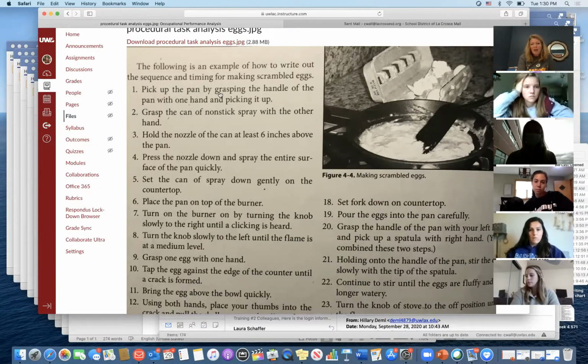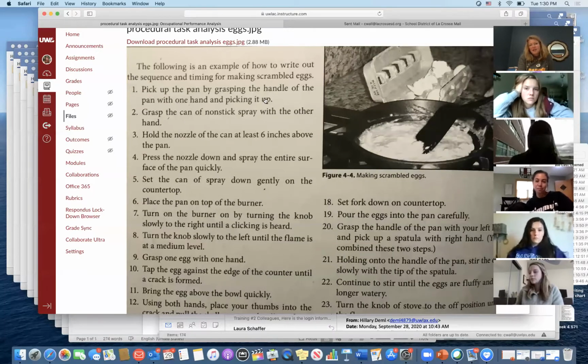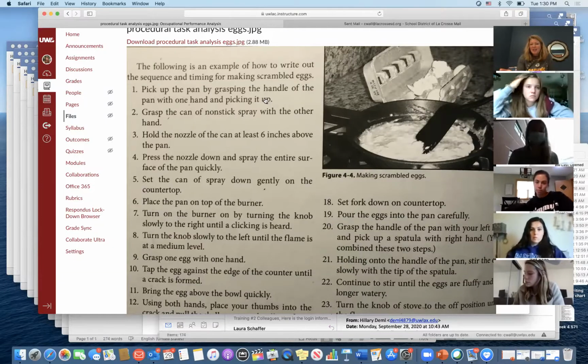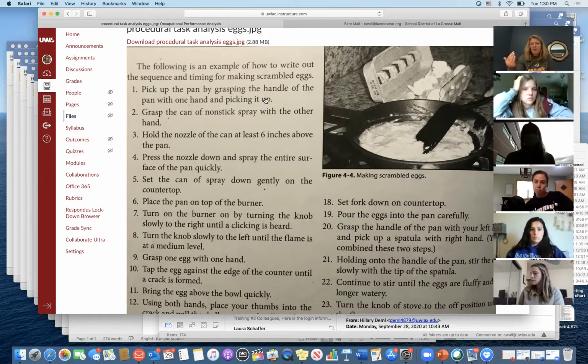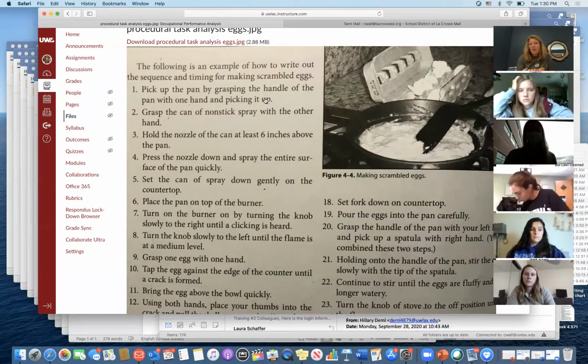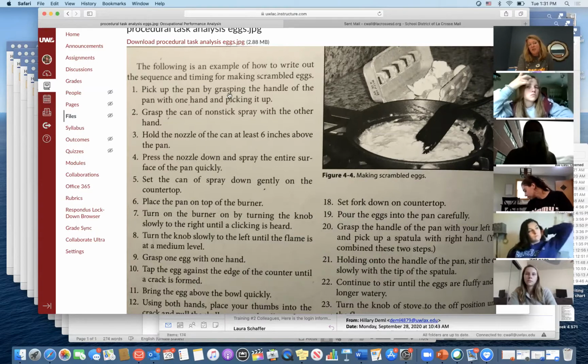Pick up the pan by grasping the handle of the pan with one hand and picking it up. To you and me, it seems like such common sense, but given somebody with a head injury or some disorientation or confusion, you just never know that they could pick it up some other way, or maybe the pan would be hot and they would pick it up on the wrong part of it. It's going to seem like common sense, but sometimes our clients might need a statement like this: pick it up by the handle.